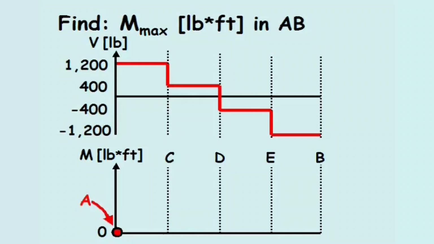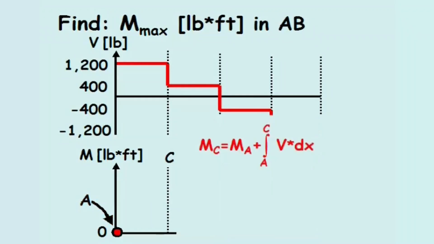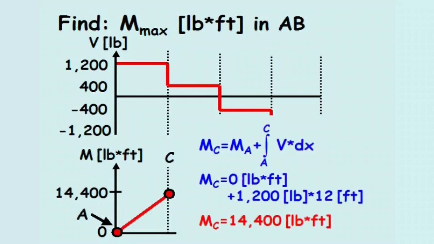Since the shear is constant between joint A and point C, the moment at point C can be calculated as the moment at joint A plus the integral of the shear force in the beam over the length of the beam from A to C. The moment at point C equals 14,400 pounds-feet.